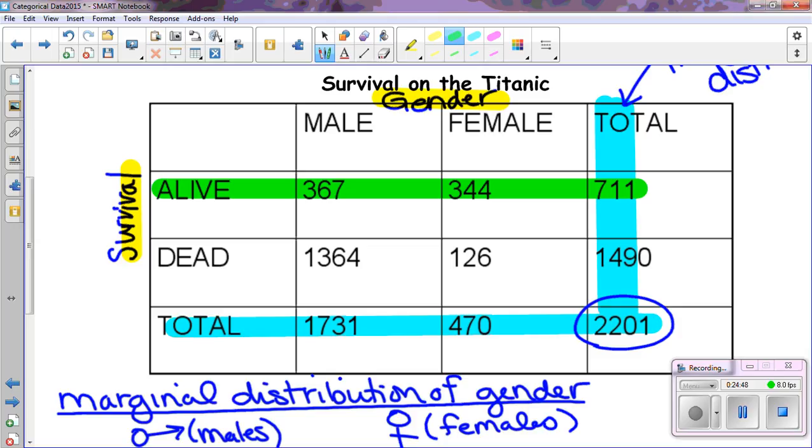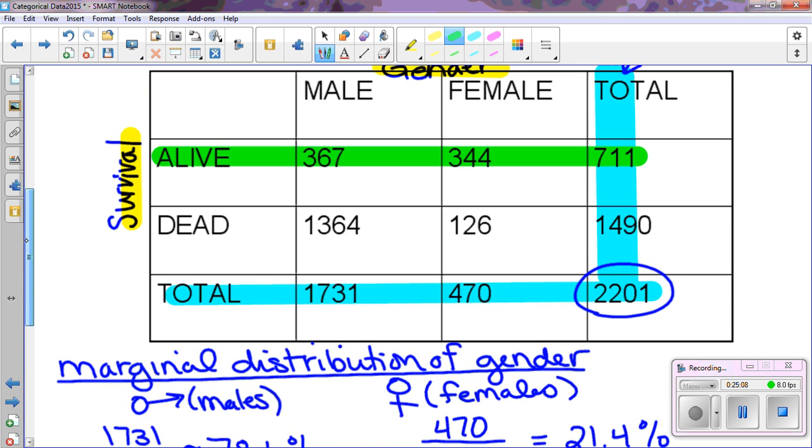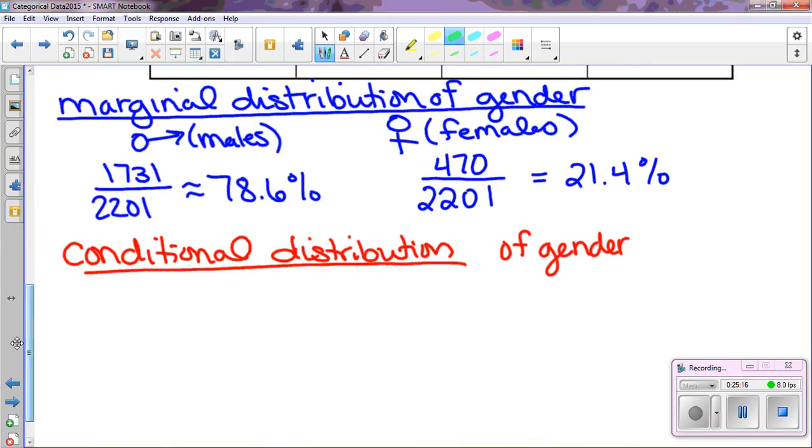Conditional distributions work from the inside of the table, but what you're going to divide by is what you're looking at. In this case, we're going to divide by the gender totals. We'll divide by the female total and the male total. So we're going to look at the alive. This is just one. There's how many conditional distributions for gender could we have? Alive or dead, right? So we're just going to do one at a time. We'll stick with just the alive. So for alive, we could have male, and we could have female.